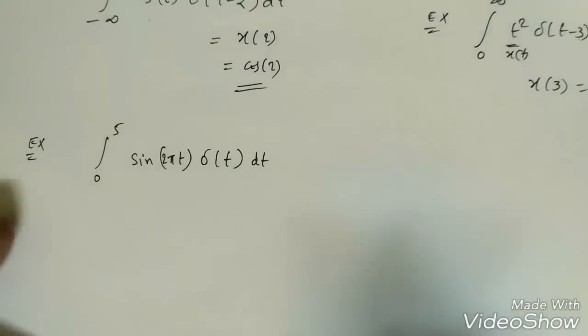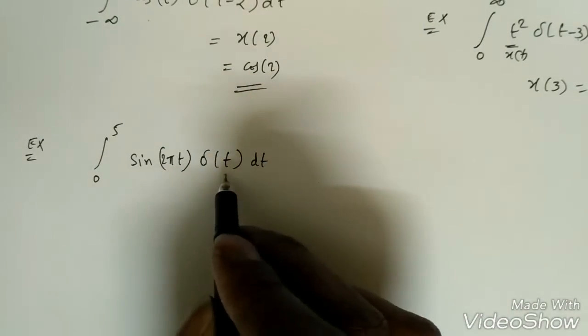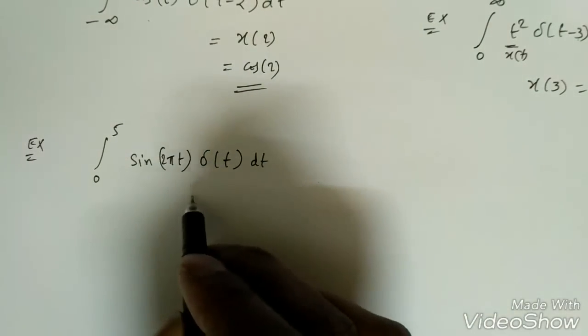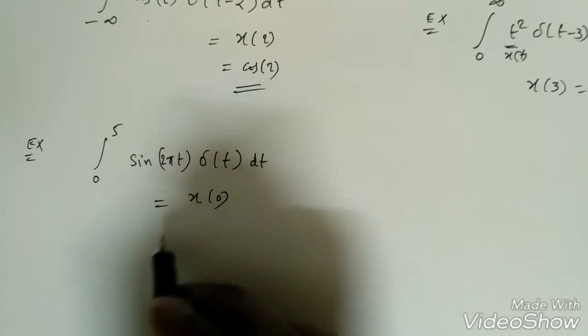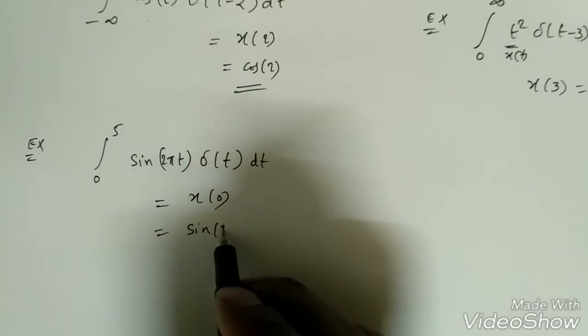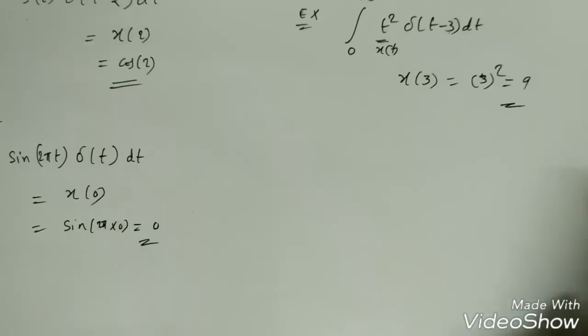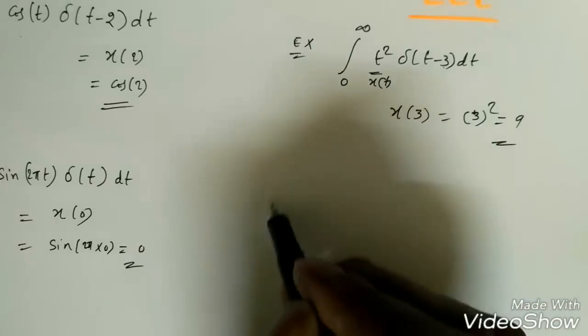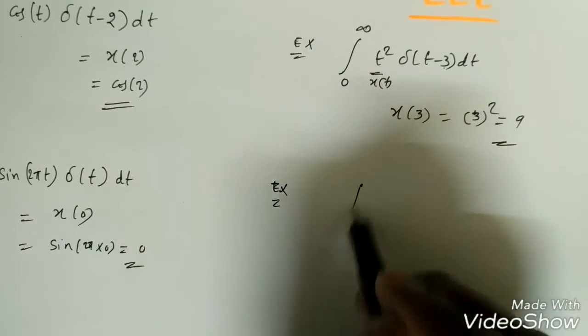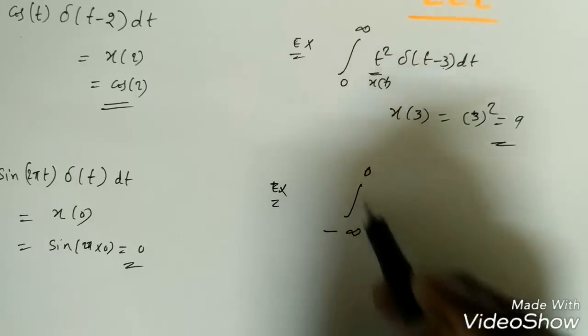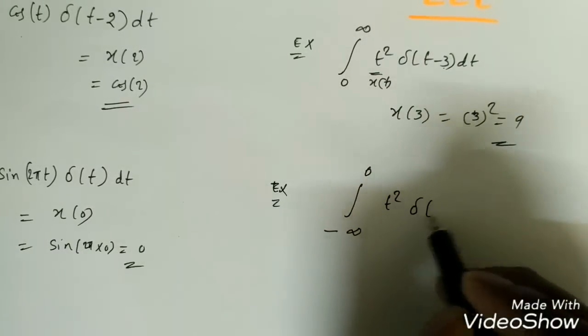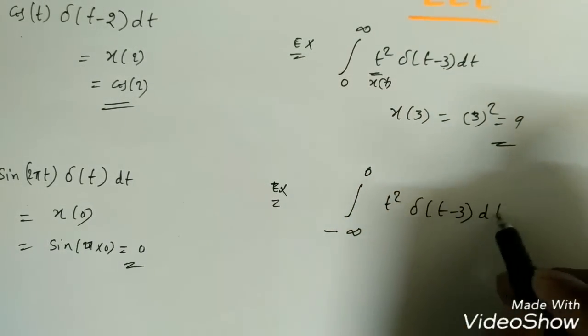One more is the integral from 0 to 5 of sine 2 pi t delta t. Now what is t naught here? So x of 0 value. So sine 2 pi into 0 will give 0. Suppose this problem, if I take one more, if it is like this: the integral from minus infinity to 0 of t square into delta t minus 3 dt.